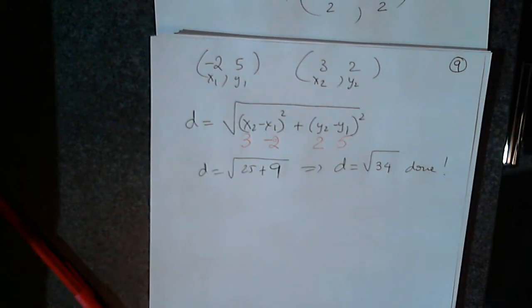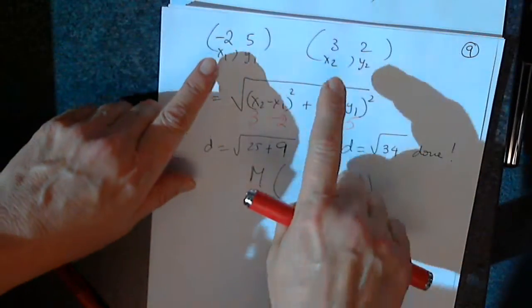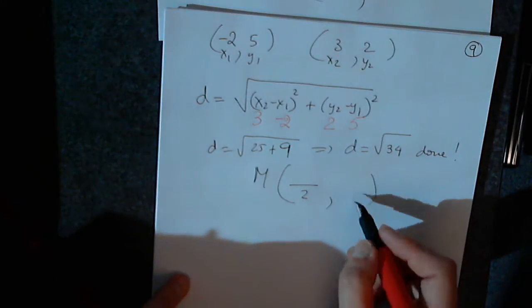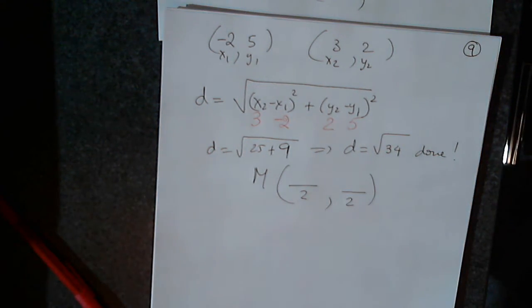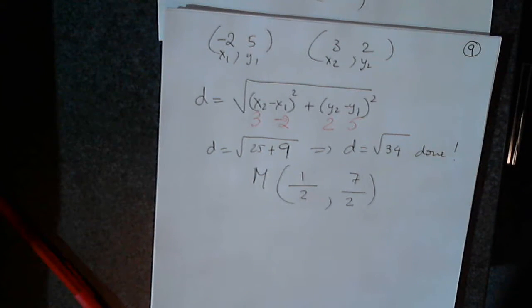Good. Let's find now the midpoint. The midpoint has the sum of the x's over 2, and then the sum of the y's over 2. Please add negative 2 to 3. 1. Please add 5 to 2. 7. So these are the coordinates of the midpoint: 1/2, comma 7/2. If you plot it on the line, it will give you 2 equal segments. It will bisect that line segment, dividing it in 2, exactly in half.